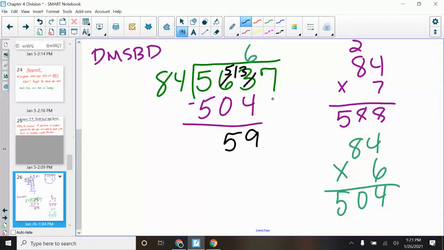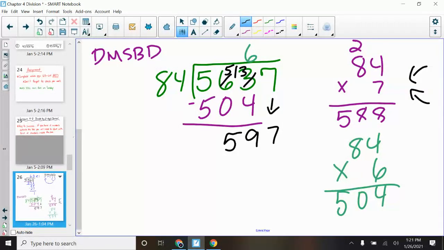Thank you. Now I'm gonna bring down my 7. So now I've got another big whopper number, 597. Okay, so now I've got to start all over again. I got to figure out how many 84s will fit into 597. Well, thankfully, I didn't erase any of my old work because now I can use my old work to see what I need.